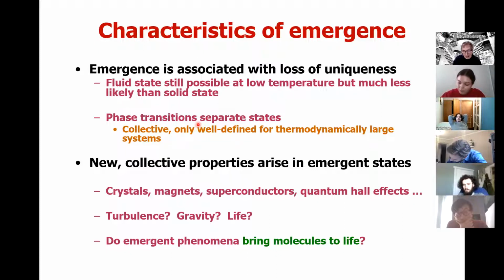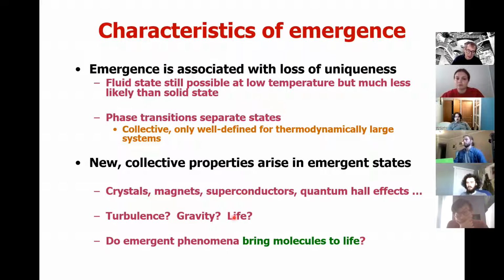And we're going to see that as you go below the phase transitions, you get new collective properties emerging, the ones that we've started to talk about already, but we haven't discussed all of them yet. Some of the phenomena that we're going to talk about are crystals, magnetization, superconductors, quantum Hall effects, and so on. Those are the typical things in condensed matter physics. Then you might go a little bit further afield and say, well, what other kinds of emergent states are there?